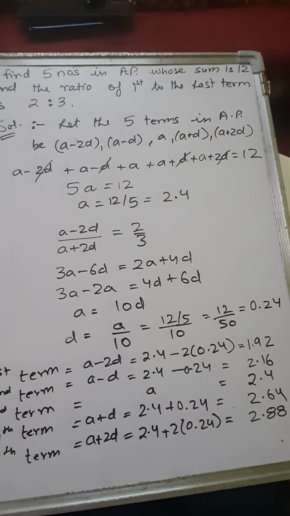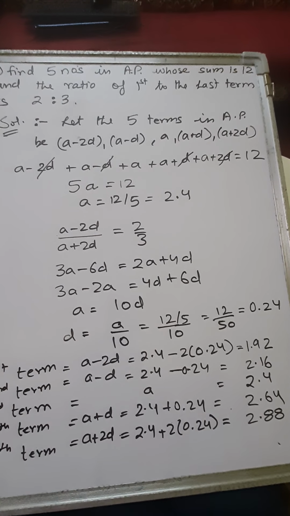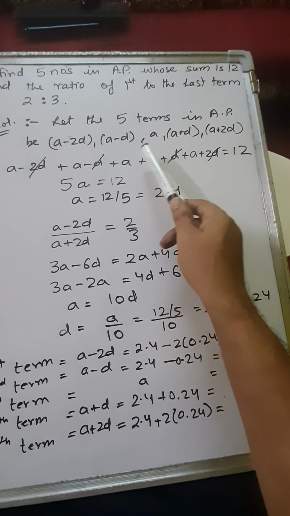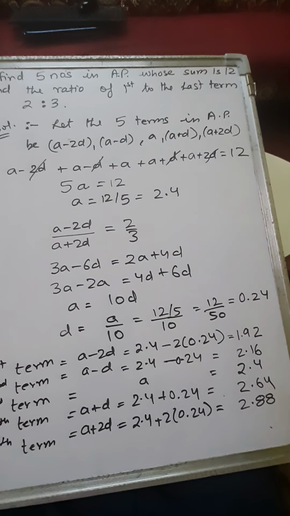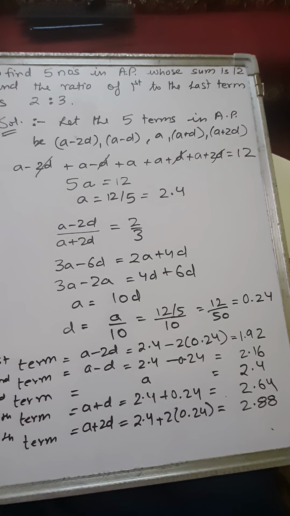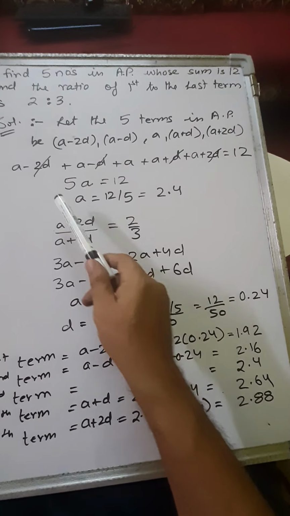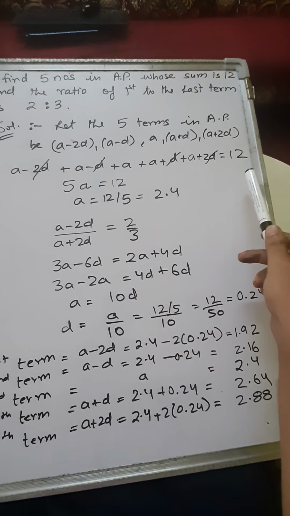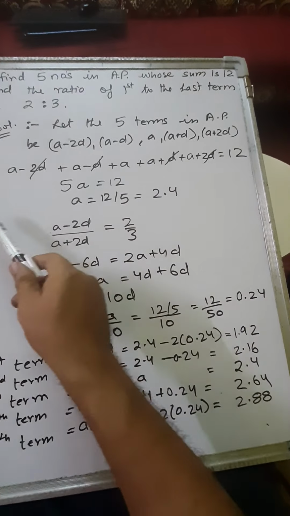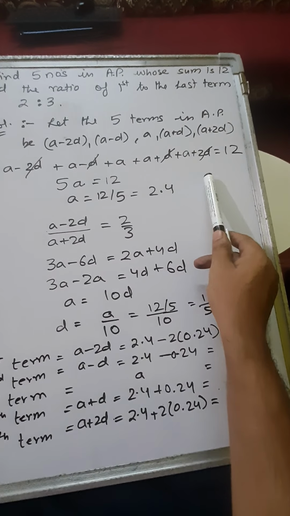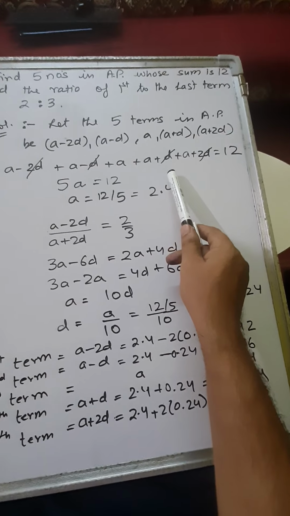Right, children? So when we have to assume 5 terms in AP, we always assume A minus 2D, A minus D, A, A plus D and A plus 2D. And according to the question, the sum of these 5 numbers is 12. When we add all these 5 numbers, the result will be 12. So this minus 2D and plus 2D cancel. This minus D and plus D cancel.